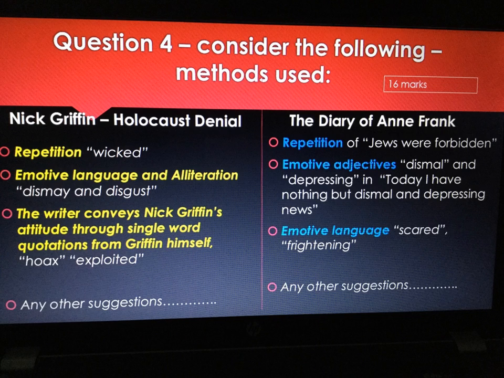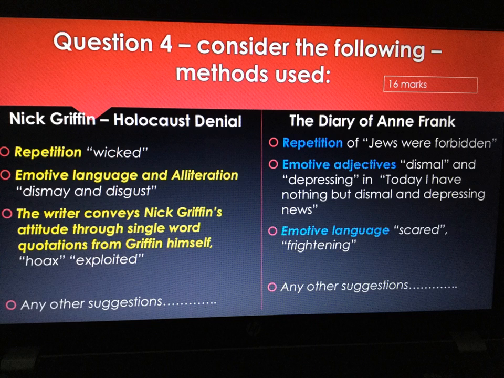And then there's more to say about the Anne Frank one, because if you look at question 3 where we discussed her language, she compares the German military to monsters, and that's a key metaphor, so you could include that here. Again, I'm just picking out the obvious ones for you. But Nick Griffin, he isn't the writer of that article, as I'm sure you've picked up, so we've got to be very careful there. But the writer conveys Nick Griffin's attitude through a lot of single word quotations from Griffin himself. And hoax and exploited are the two key ones, where Griffin has said in the past that he believed the Holocaust was a hoax and that it is used to exploit other people. Now, by quoting Griffin through single words only, we do get his attitude coming through. So those are the methods I think that the writers use to convey their attitudes. But as I say with the Anne Frank one, there is a lot more to say there.